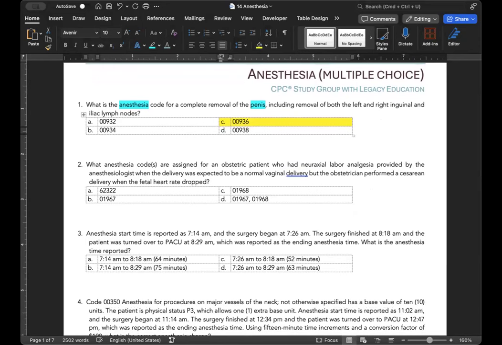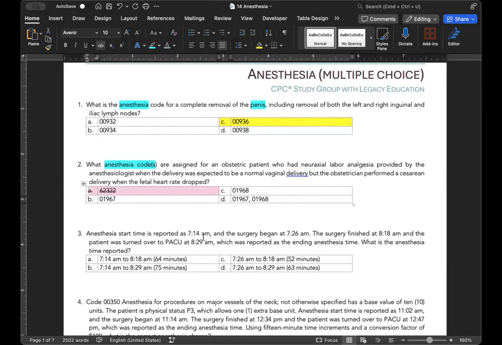What anesthesia codes are assigned for an obstetric patient who had neuraxial labor analgesia provided by the anesthesiologist when the delivery was expected to be a normal vaginal delivery, but the obstetrician performed a cesarean delivery when the fetal heart rate dropped? So let's look at this one from a process of elimination standpoint. Right out of the gate, we know we're coding anesthesia, right? So we're going to automatically eliminate letter A because that's the surgery.